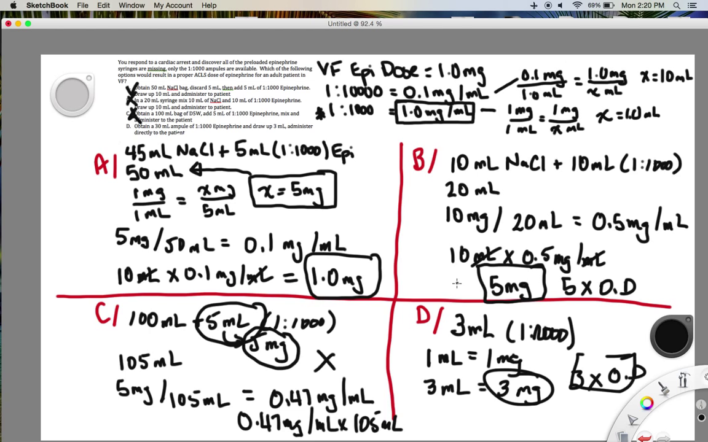The point of this question was just to get us thinking about drug calculations, and the key here was knowing our dose for epinephrine. Hopefully this helps with some of the ideas of how to switch concentrations and calculate some of your drugs. Hopefully this has helped.